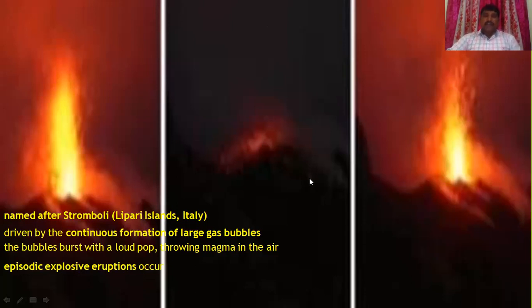Upon reaching the surface, the bubbles burst with a loud pop, throwing magma in the air. Because of the high gas pressures associated with the magma, episodic explosive eruptions occur, that is, it erupts once in every few minutes, like a fountain eruption.